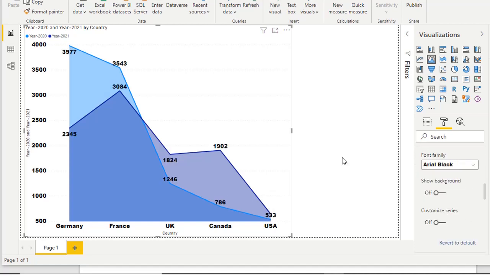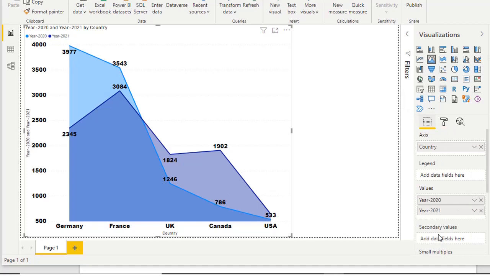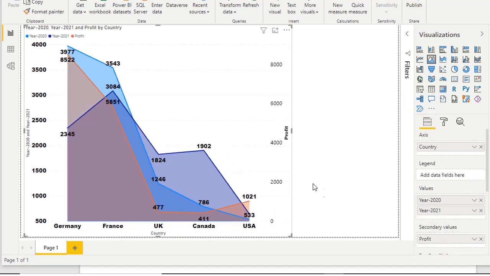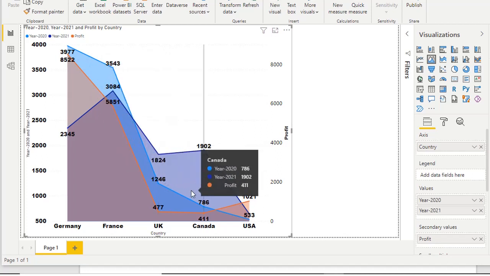Now our area chart is ready, but I also want information about the profit, and I want to display this information on the y-axis, this one. So on the secondary value, drag and drop profit. So we have the information about the profit. Third one. If you hover the mouse, then you can have the information about the year, country and profit. This one.